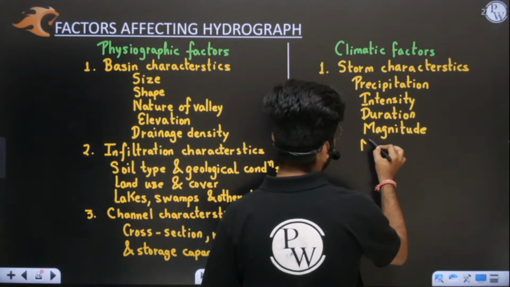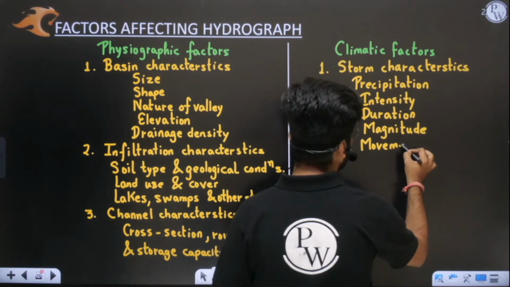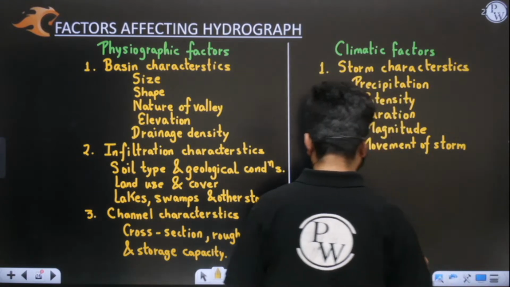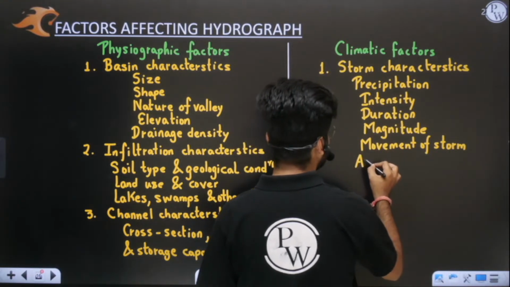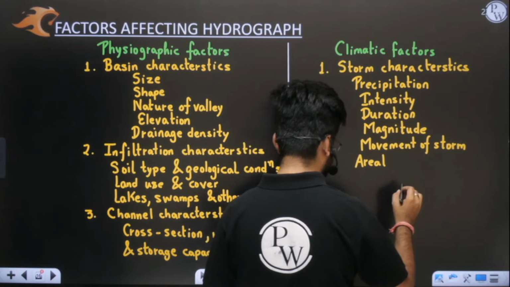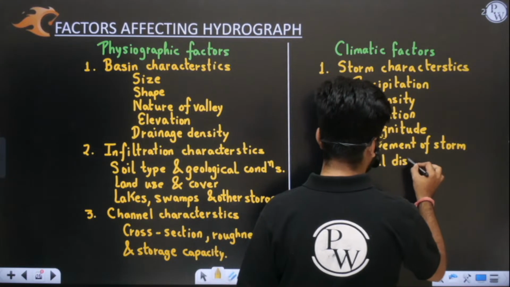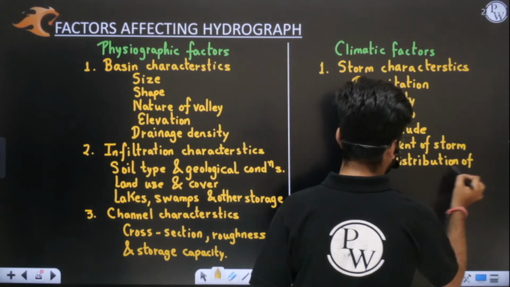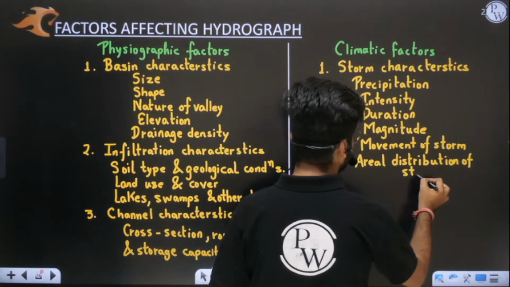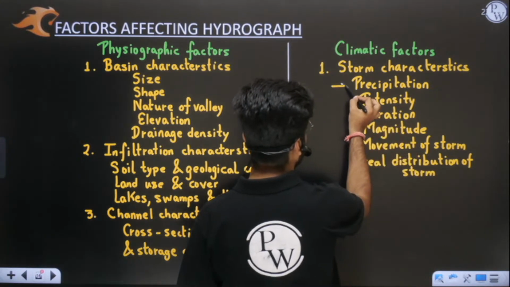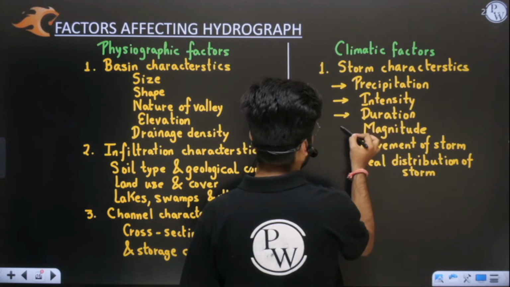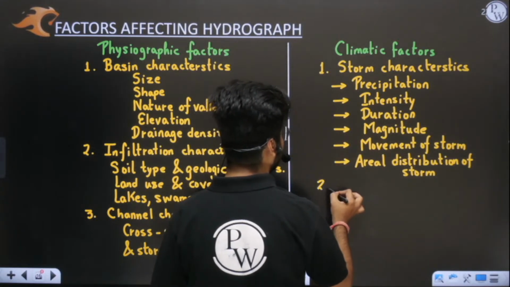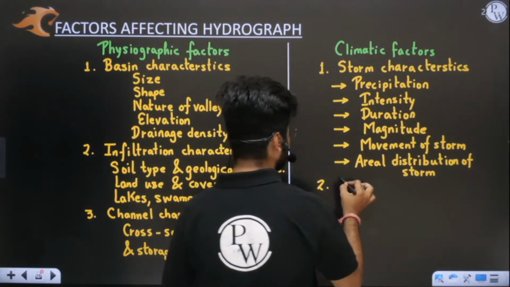Then we have movement of storm. How your storm moves, I will explain, so don't worry. Then we have areal distribution of storm. So many factors are related to your storm characteristics. Then we have initial loss.